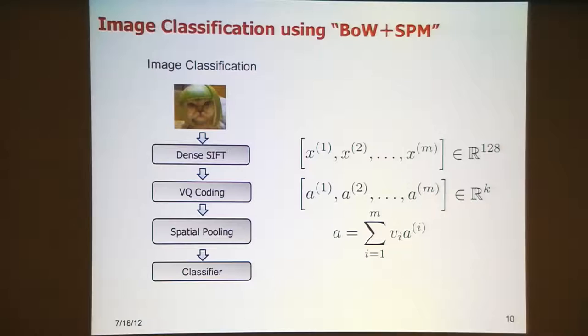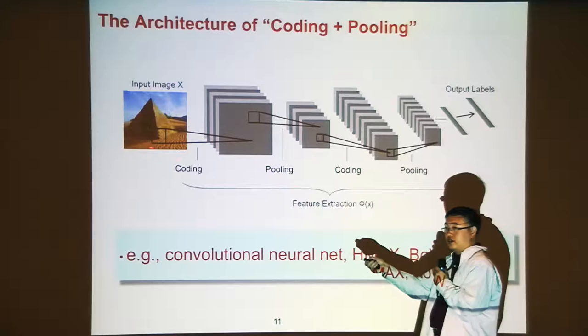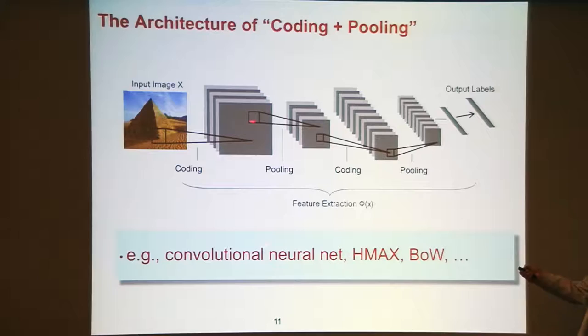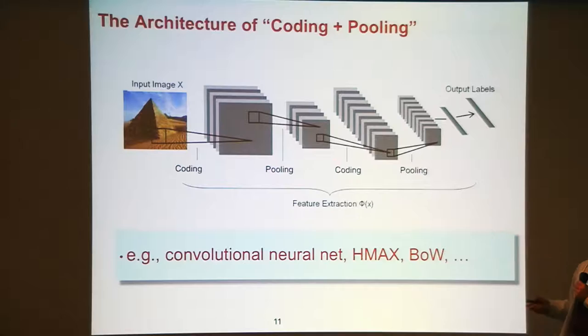And if you look at this kind of processing pipeline, it's not so much different from, let's say, a convolutional neural net. This is a typical architecture of coding and pooling. So you can repeat this process for several steps. Let's say this is an input image. You do some coding, vector quantization coding, at all the locations. And then you do some sort of pooling, like in the local neighborhood, you average the codes. Then you get a set of feature maps. And then you treat these newly obtained feature maps as a new input image, and repeat the process. And then what you get is a deep model.